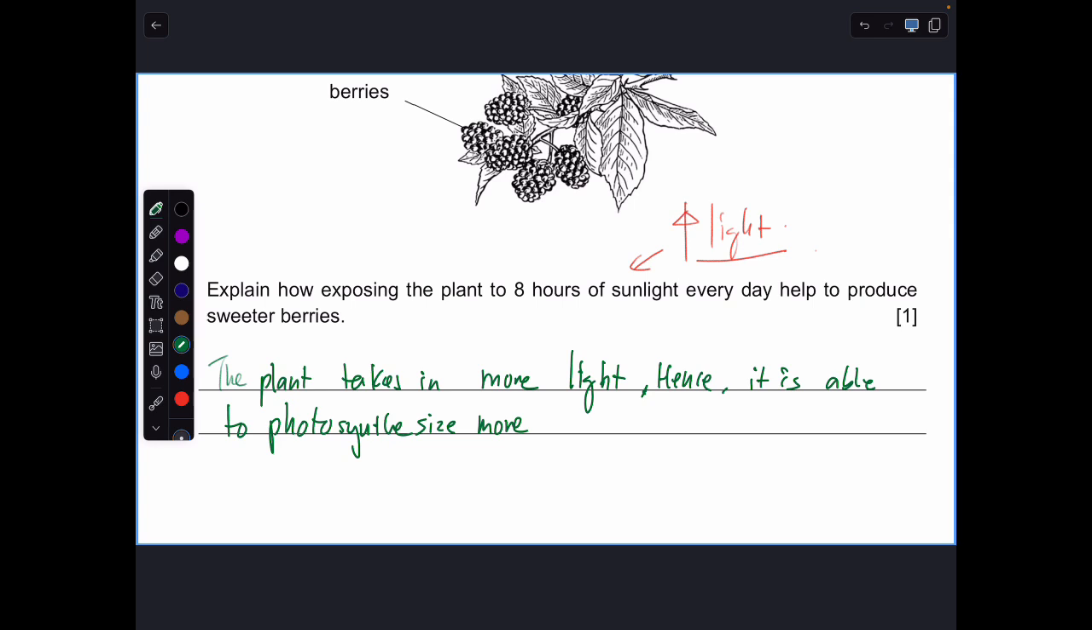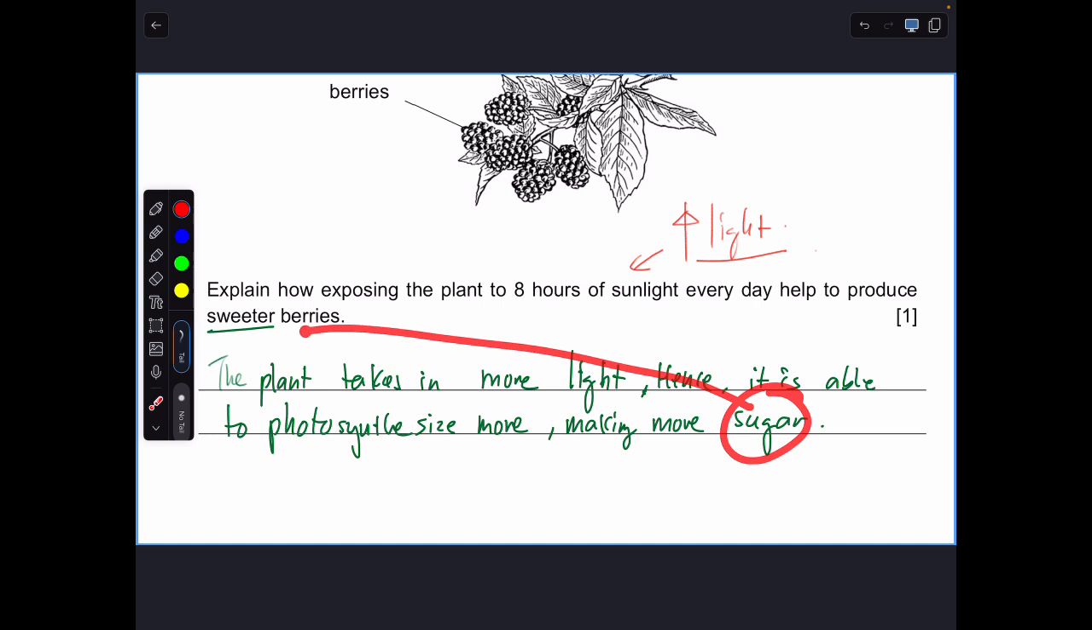But if you really want to make it like an A student, right? Making more sugar. Why? Because they say sweeter. So your sugar here will close the gap on the sweeter part. Actually, photosynthesis itself is already making food. You get full marks already. But I'm teaching you how to be A star students. Because you are answering the question. And this is your cause. And this is your effect.